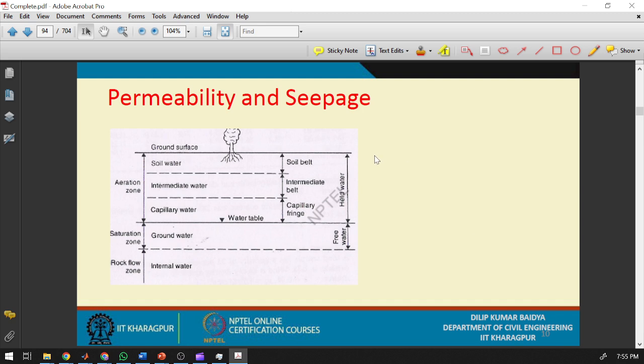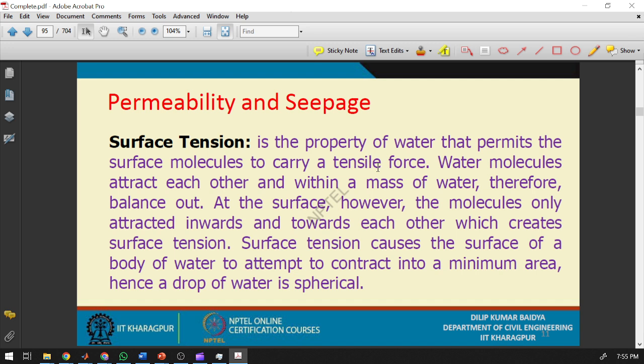So that's the water. Now, if we talk about surface tension, we know the surface tension is a property of water that permits surface molecules to carry a tensile.